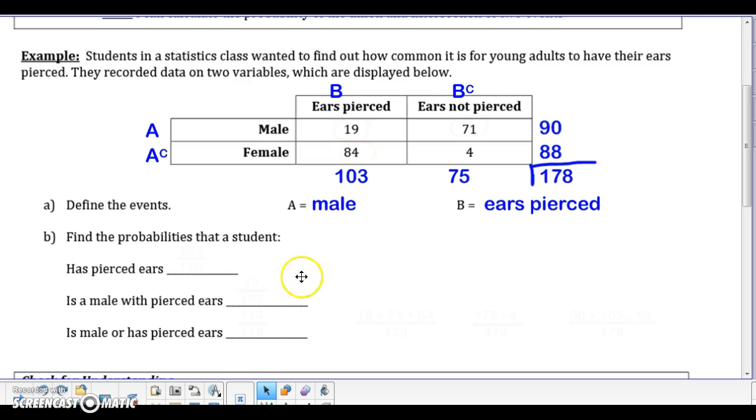All right, so here are some questions. Find the probabilities that a student has pierced ears. So it's important to remember what's going on the top and what's going on the bottom. On the top is going to be those that fit this particular condition, those that have their ears pierced. In this case, I have a total of 103 people who have their ears pierced out of the total, which is 178. So we're going to get 103 over 178.